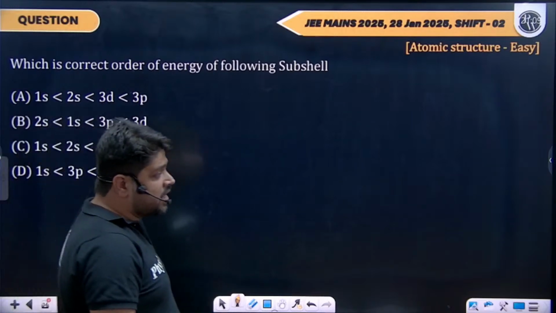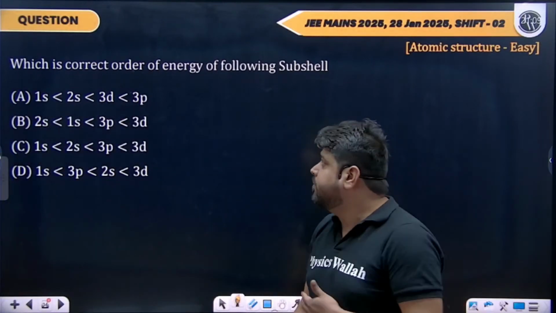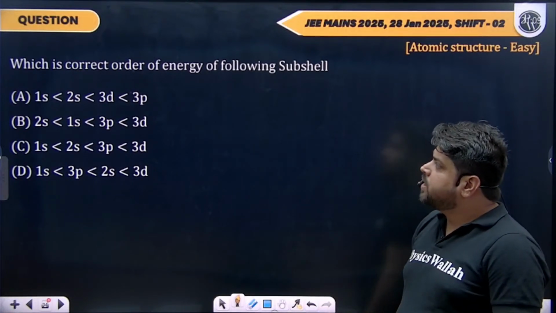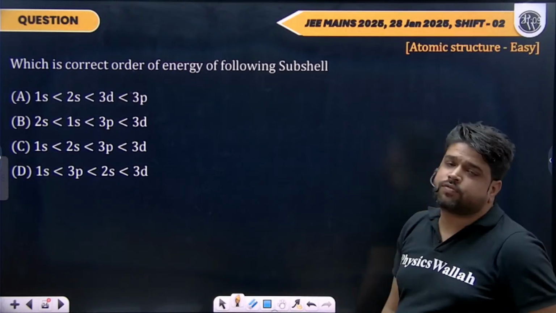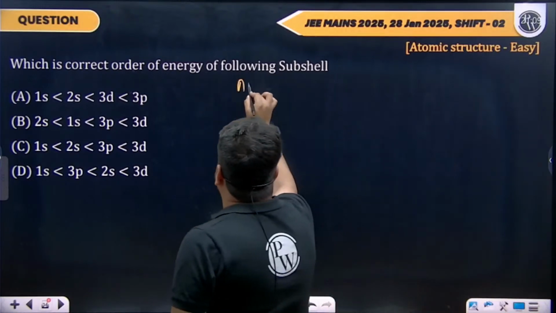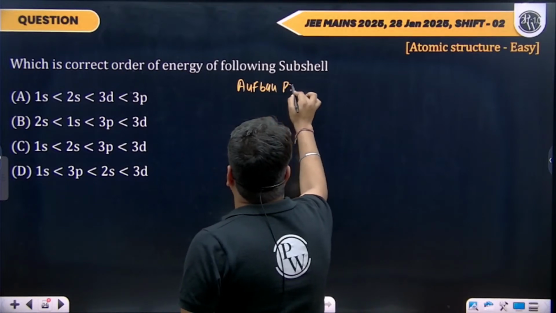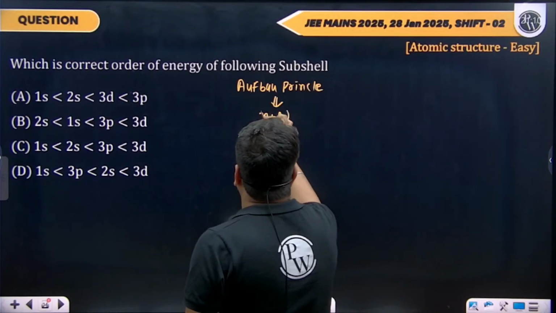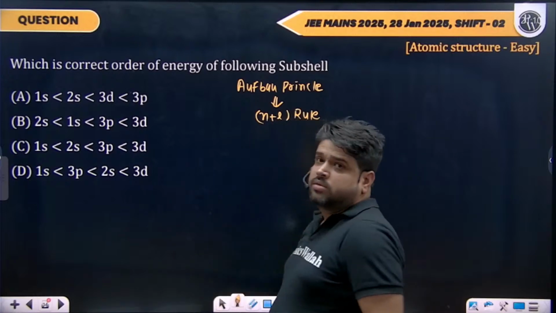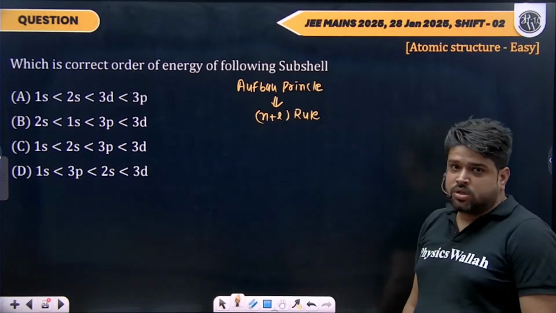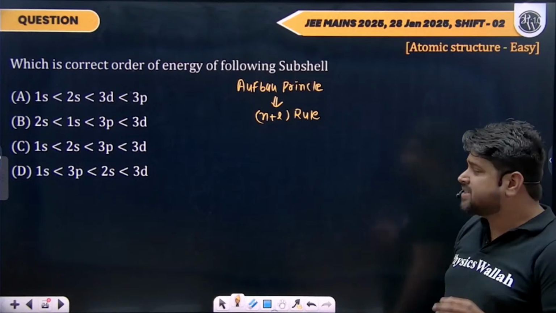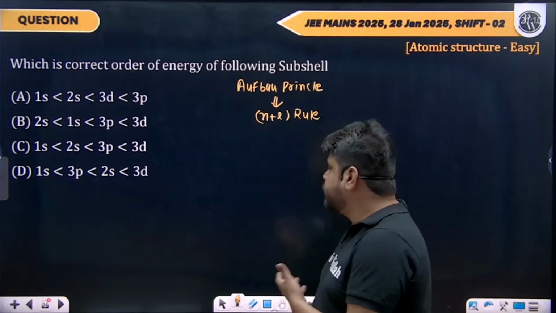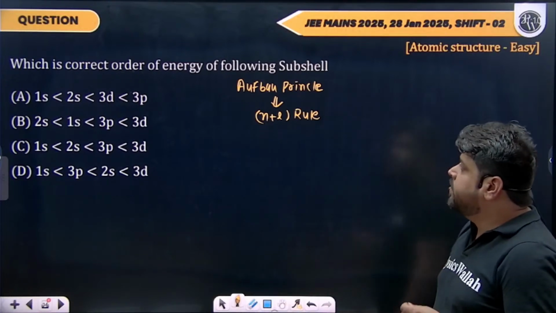Which is the correct order of energy of the following subshells? For this question we have to follow the Aufbau principle, in which we apply the n plus l rule. For energy order we apply the n plus l rule. Those subshells which have a higher value of n plus l get higher energy according to the n plus l rule.